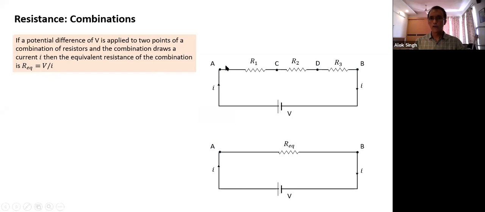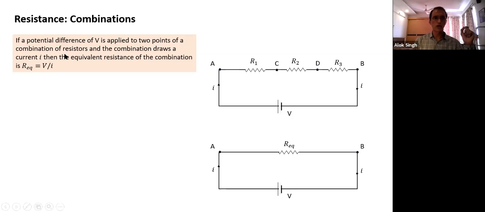Okay. So if two points are there, A and B, and we apply potential difference V between the two points, and if the current is I, then we know the resistance is V by I. It could be because of one resistor, it could be because of a combination of resistors. So what is the resistance between two points? Resistance between two points depends on the ratio of the potential applied to those two points and the current that will flow from the starting point. That's the resistance.